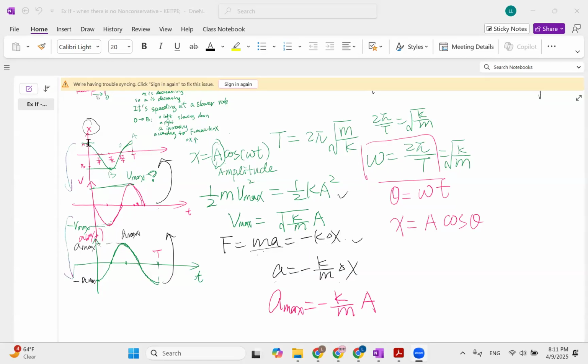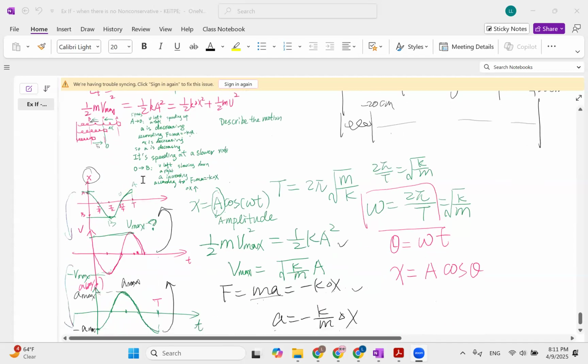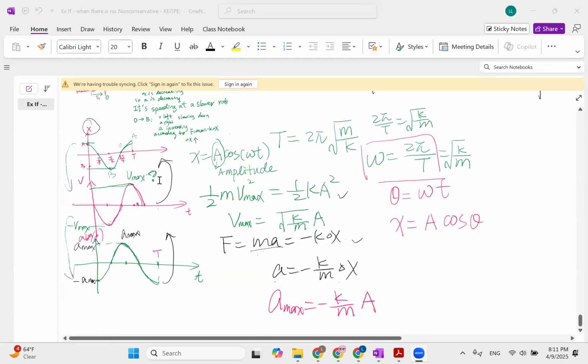So when you look at this X versus T, how do you know it's a cosine? How do you know it's a sine? It depends on where your starting position, starting point, is. You see that? So X equals A cosine omega T, right? Now, if X is A cosine omega T, then your acceleration has to be cosine too, but it's negative because it's in the opposite direction. Does it make sense?